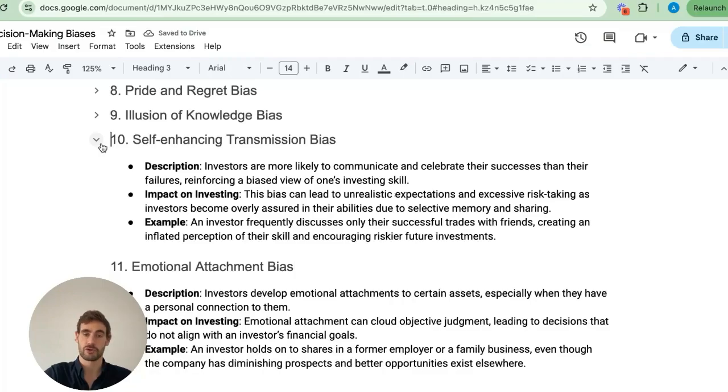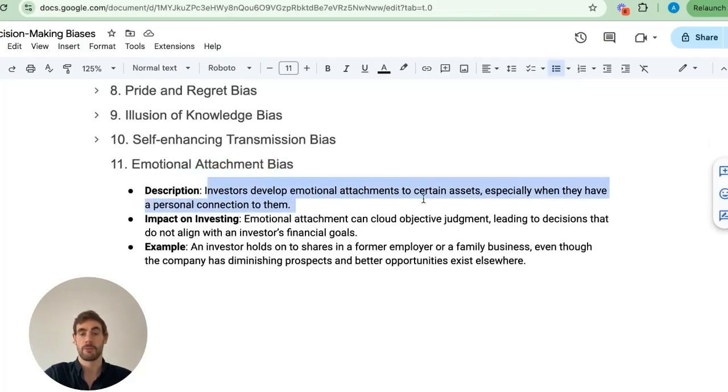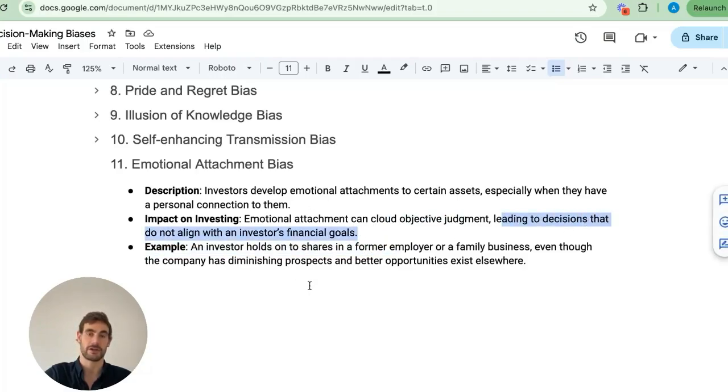And to conclude, emotional bias number 11 is emotional attachment bias. Here is where investors develop emotional attachment to certain assets, especially when they have a personal connection to them. This emotional attachment can cloud objective judgment, leading to decisions that do not align with the investor's financial goals. An example here is where an investor holds shares in a former employer or a family business, even though the company has diminishing prospects and better opportunities exist elsewhere, and they continue to keep it, reducing their future wealth.